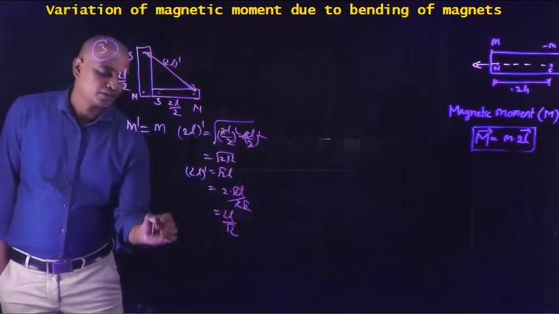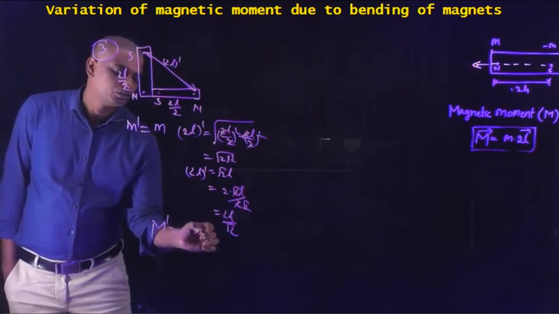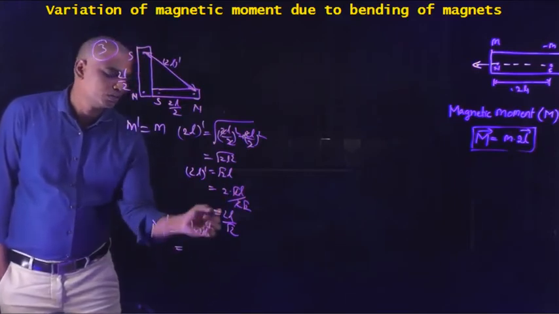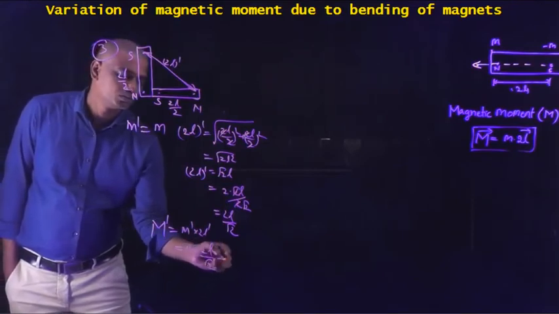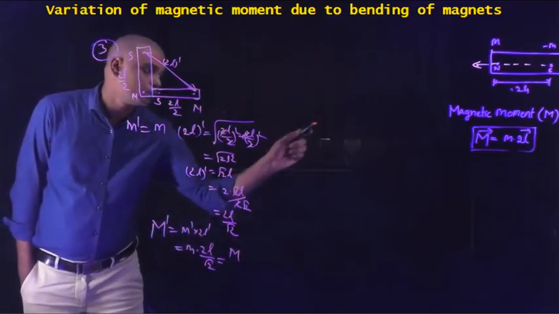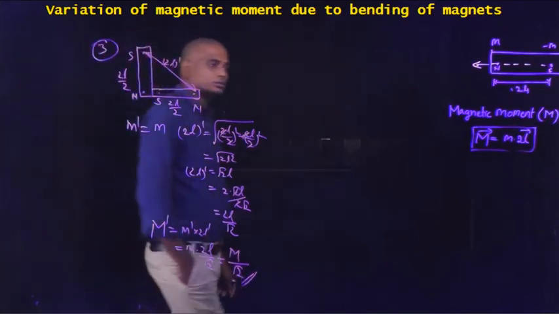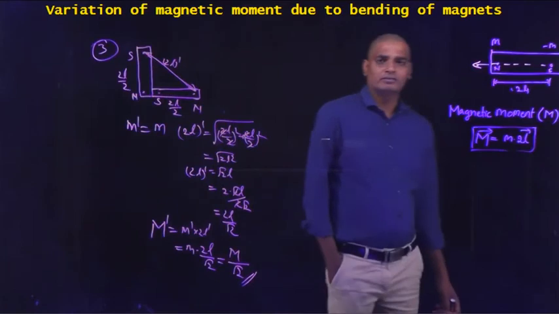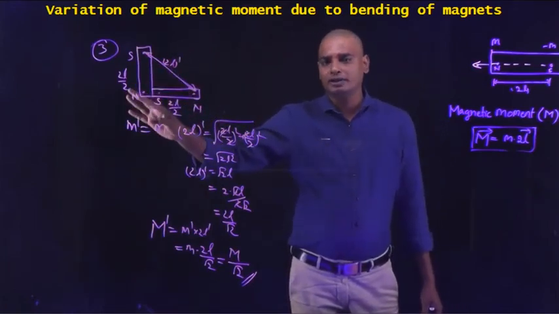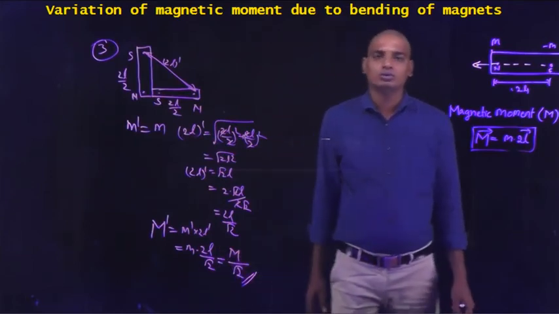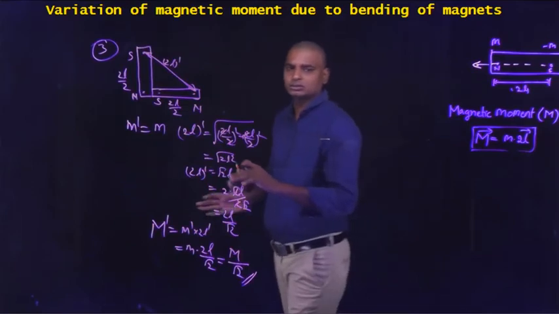So the new magnetic moment M dash is equal to small m dash into 2l dash, which is equal to m into 2l by root 2. M into 2l is the magnetic dipole moment capital M, divided by root 2. Therefore the magnetic dipole moment when it is bent in the shape of an L at the midpoint is given by M by root 2. So now let us move on to our next shape.